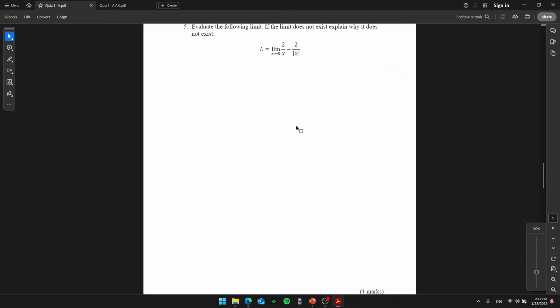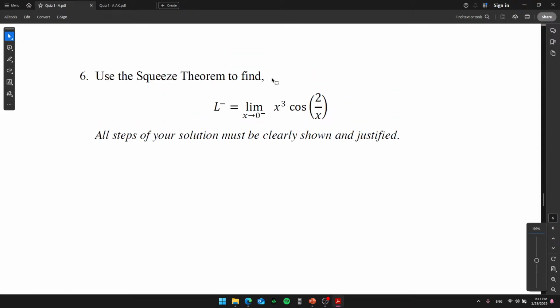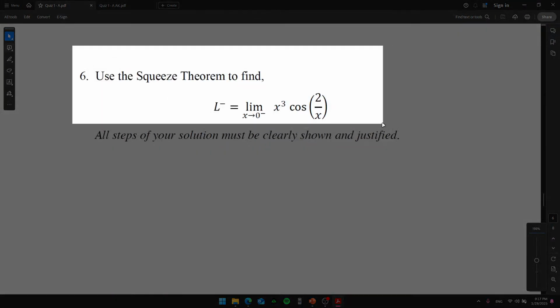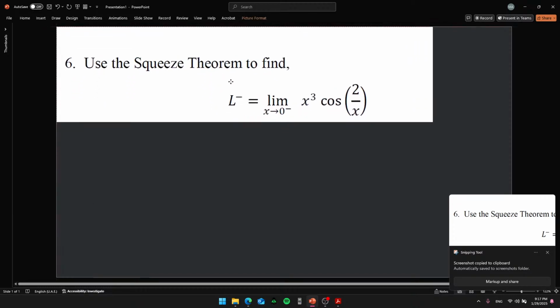Next question. Use Squeeze theorem. Oh, nice. Squeeze theorem, like that.